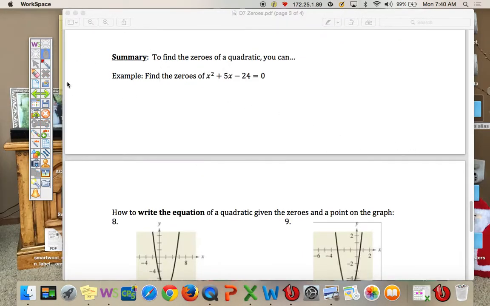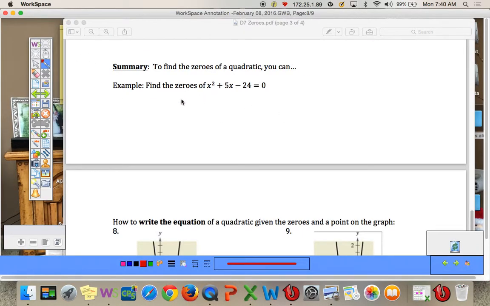Let's try another one. Let's find the zeros of this without graphing. Let's factor it. So you can use your box and circle. If we do that, we want to know what multiplies to negative 24 that adds to 5. And that would be x plus 8, x minus 3. So I skipped putting in a box. But if you put in a box, this is what you should get.